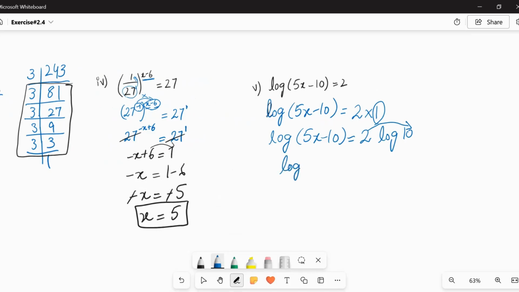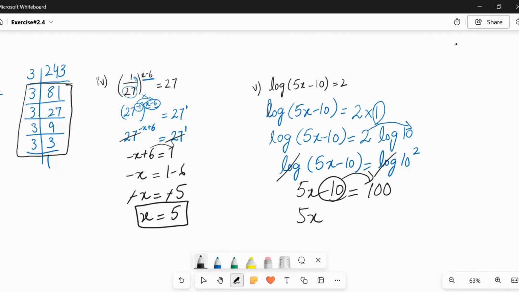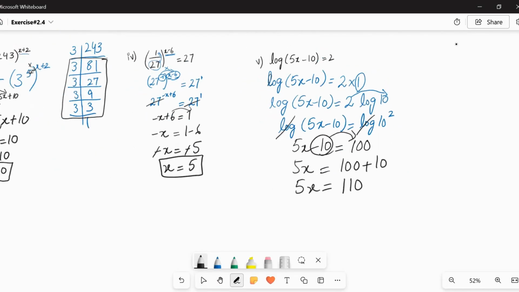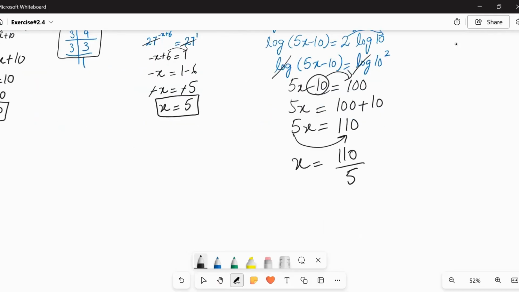so you'll write it like this: log 5x minus 10 equals log 10 square, right? So now this log will cancel out each other and you're left with 5x minus 10 equals 10 square, which is actually equal to 100. Now shift minus 10 onto the right hand side, so it will become 100 plus 10, and we'll get 110 over here, and we want to find the value of x, so we'll shift 5 onto the right hand side and it will divide 110, and if we divide 110 by 5, we'll get x equals 22, right?